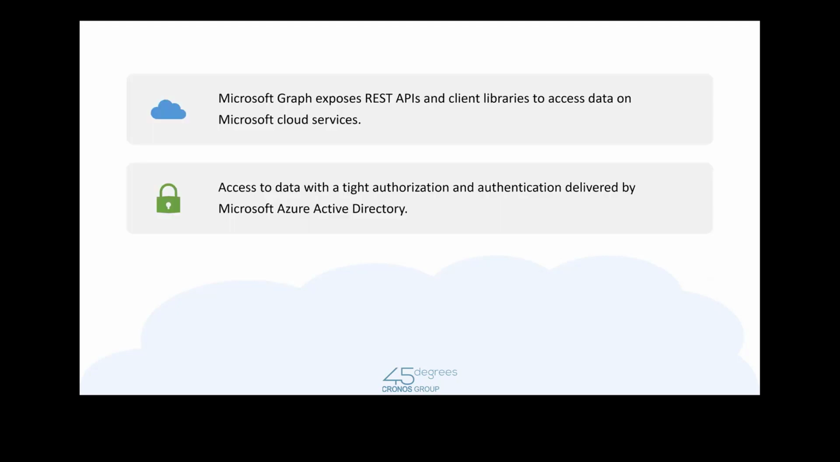Microsoft Graph exposes REST APIs and client libraries to access data on the Microsoft Cloud services, and it does that with Microsoft Azure Active Directory that delivers the authorization and the authentication for those REST APIs. It's a tight authorization and authentication, and is served by the Microsoft Identity Framework underneath it. But I will talk a little bit more in detail on that on a later slide.